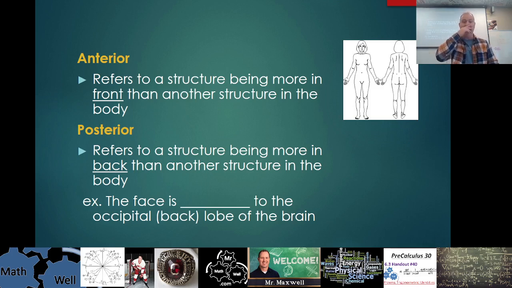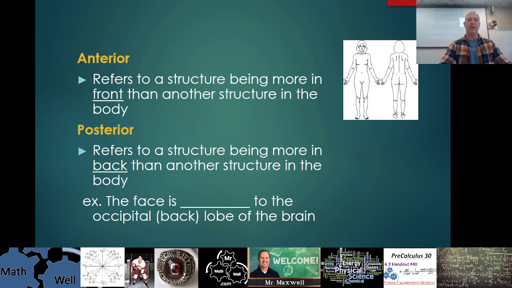Anterior. Anterior refers to the structure being more in the front than another structure in the body. So if something is anterior, it's in front of. Posterior refers to the structure being in the back than another structure. It's behind. Sometimes your butt is referred to as your posterior. Have you ever heard any terms with that before? Your behind, your posterior there is as back as you can get, right?